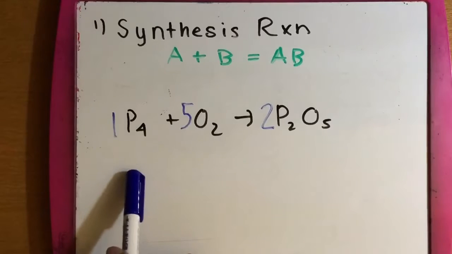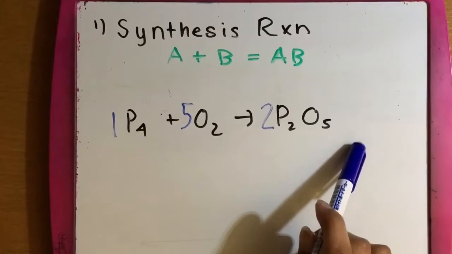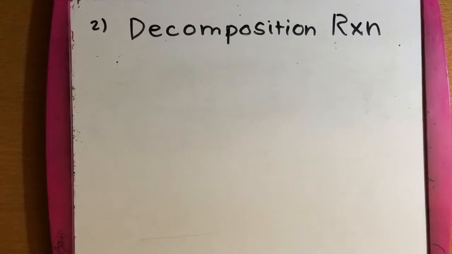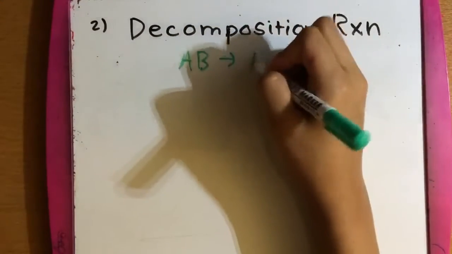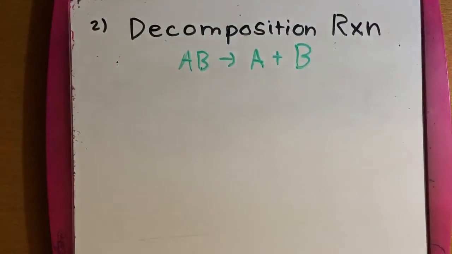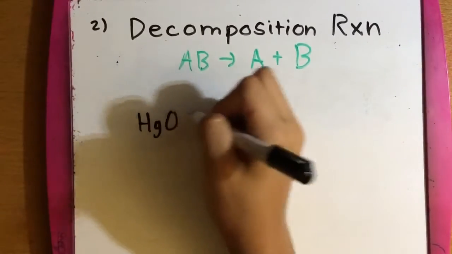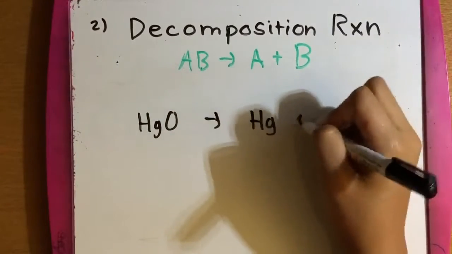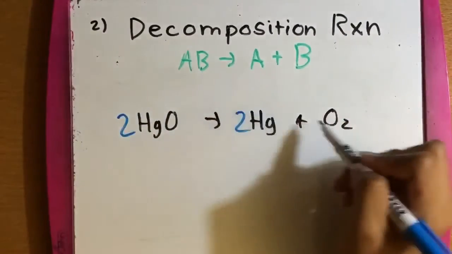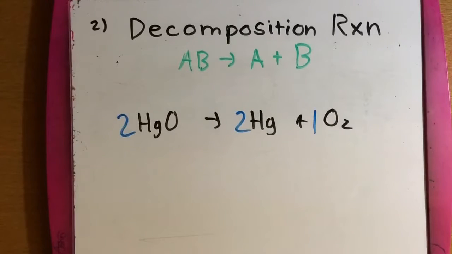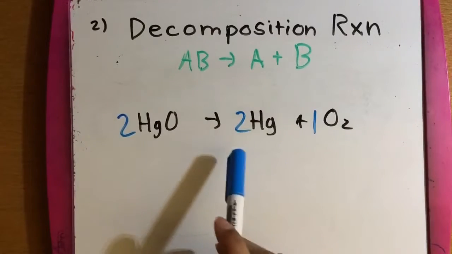And here you see that you have two elements combining to form one compound. Next is decomposition reaction. That's when a single compound breaks into two or more simpler substances, and it can be modeled by the generic form of AB producing A plus B. So basically it's the opposite of synthesis. In my example problem, I wrote HgO produces Hg plus O2. So when you balance it, you'll get a ratio of 2 to 1. And it's decomposition because you have a compound breaking up into two elements.